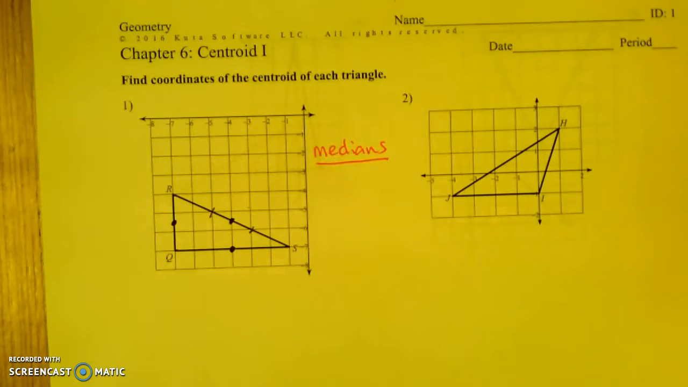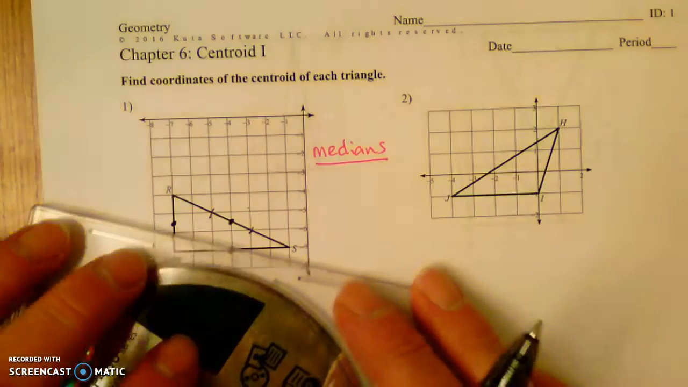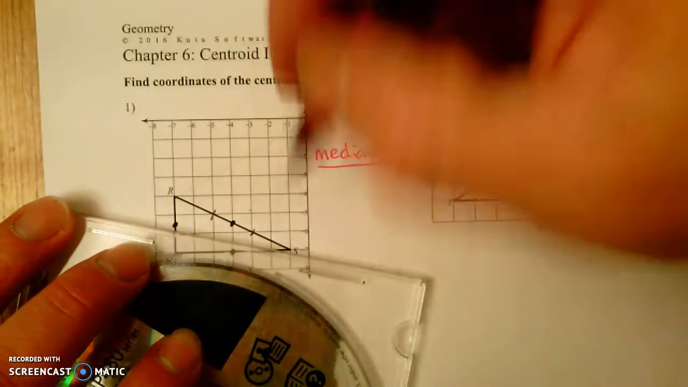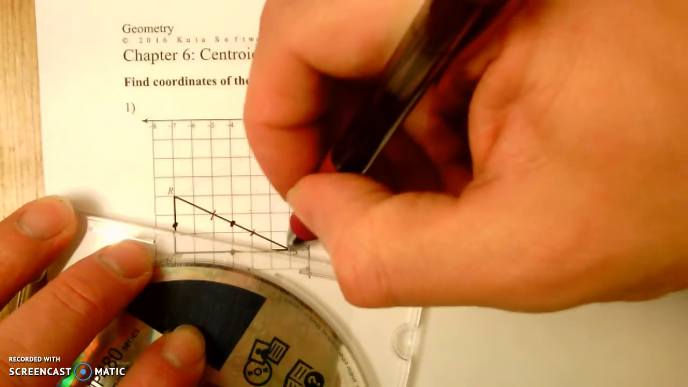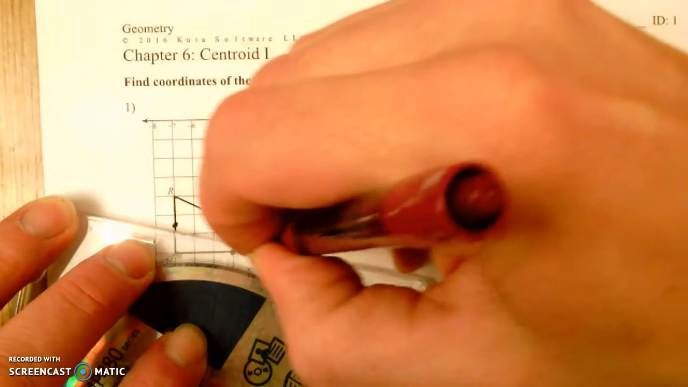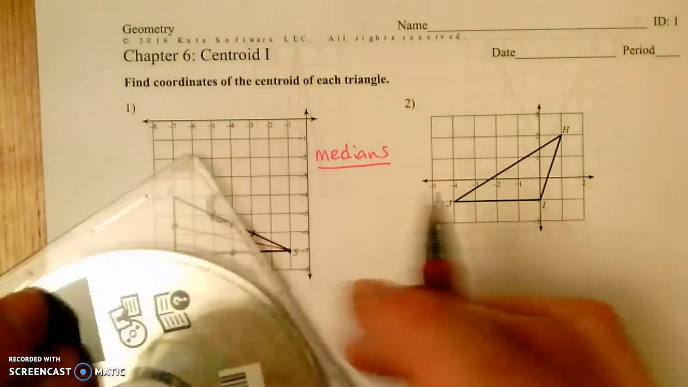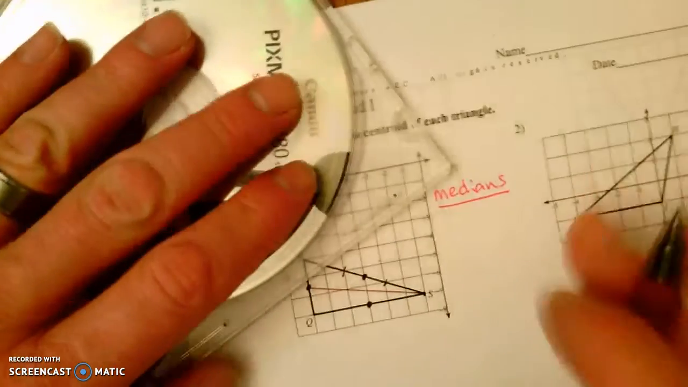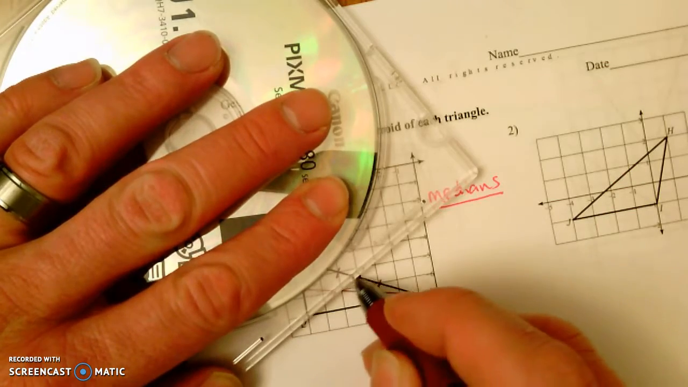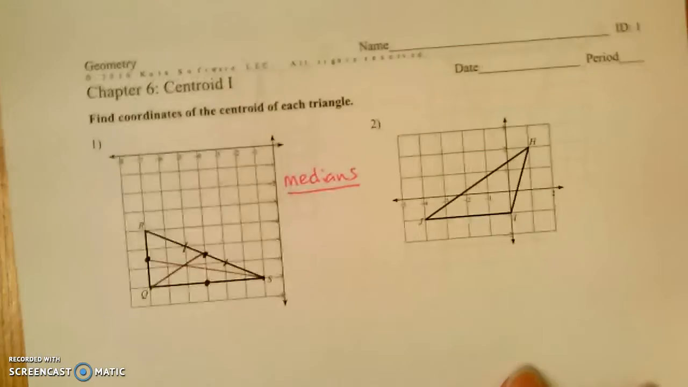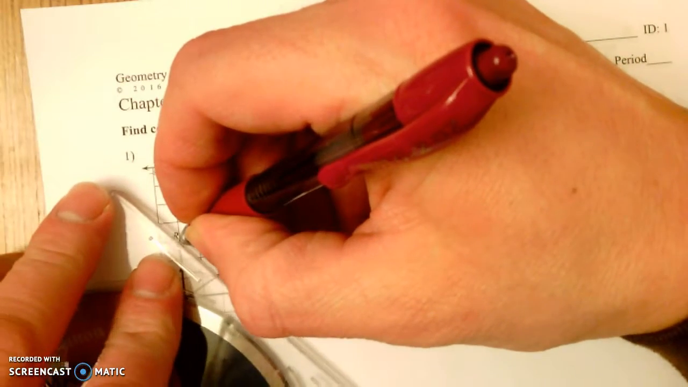Then I'm just going to take this old CD case here as a straight edge because I can't find one. And best we can, we're going to draw in these 3 medians. So from point S to the midpoint of the opposite side. And then from point Q to the midpoint of the opposite side. And then from point R to the midpoint of the opposite side.